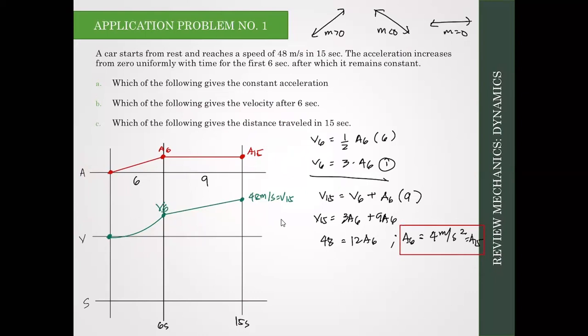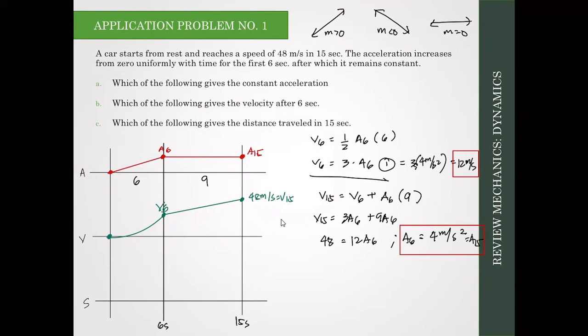Okay? Next, letter B. What is the value of velocity after 6 seconds? So, ito yun. No? So, 3A6, times natin ng 4 meter per second squared. So, this will be 12 meter per second. So, this will be our velocity. Letter B. Okay? And then for letter C, which of the following gives the distance traveled in 15 seconds?